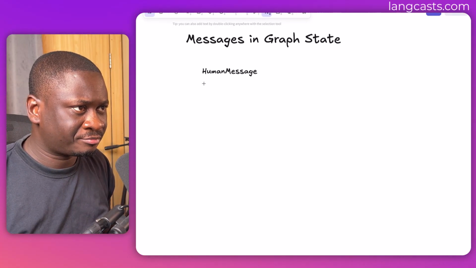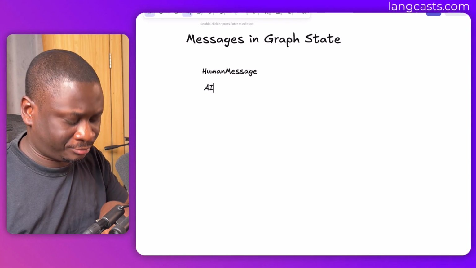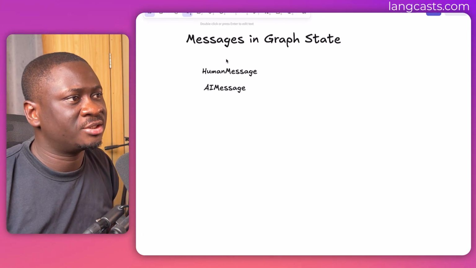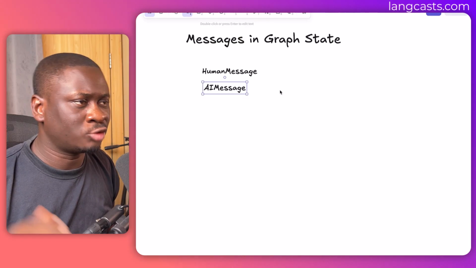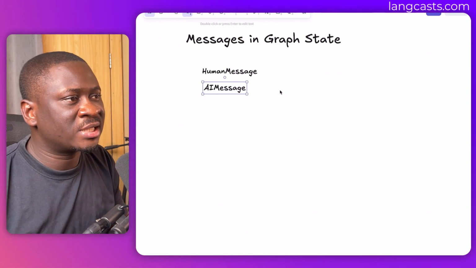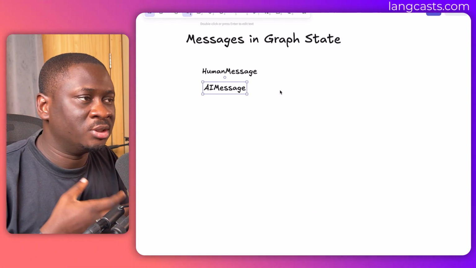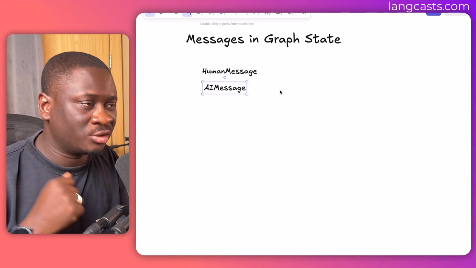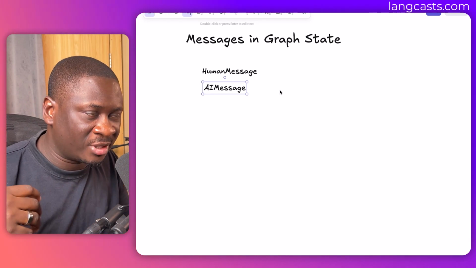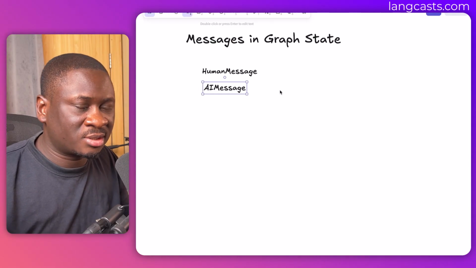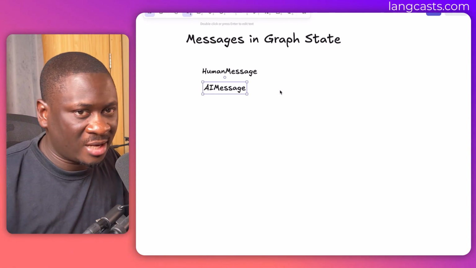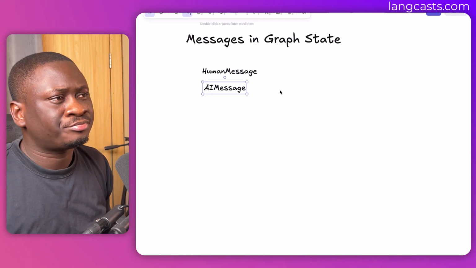Then we have an AI message. An AI message, also called an assistant message, is basically your response from the LLM. So the response you get back from the LLM, whichever mode it is, text, image, whatever, that is the AI message.